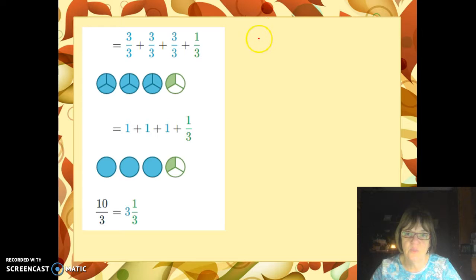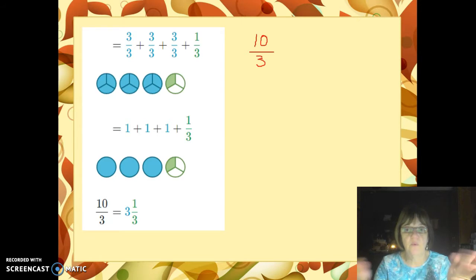drawing. Okay, so we want to convert 10 thirds into a mixed number. So, last time, first thing we did was multiply, and then we added. We're going to do just the opposite. First, we're going to divide, then we're going to subtract. Because we're going the opposite thing, we're doing the opposite. All right, we want the opposite answer, we're going to do the opposite.